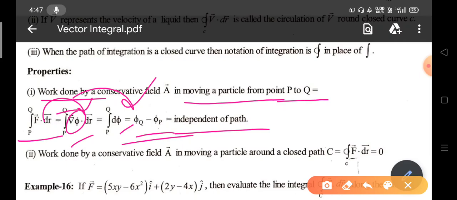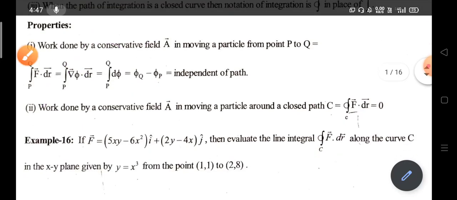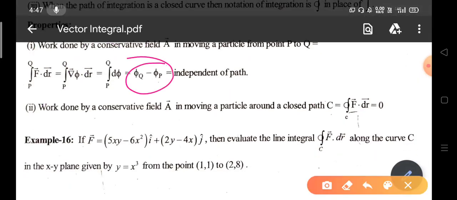So for the conservative field, the work done should be independent of the choice of path, whether it is going this way from P to Q, or this way, or this way. The work done is independent of path. It depends only on the final potential minus the initial potential.